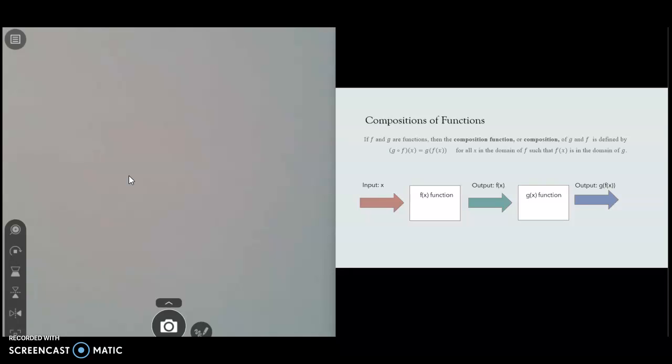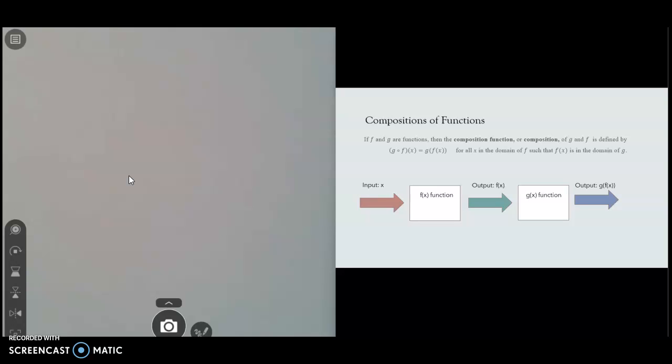So basically, inside the function, you'll notice the f of x is on the inside. That's going to be the first one that you do. So the x is the very middle. The x is the input into your f of x function, and then you're going to get an output. You'll get some answer, and then that goes into the g of x function, and that output is the g of f of x function.